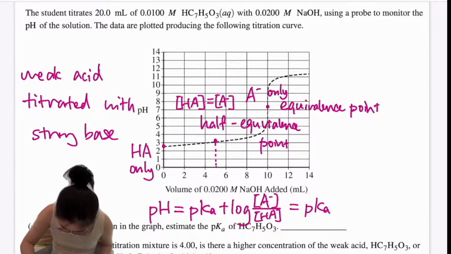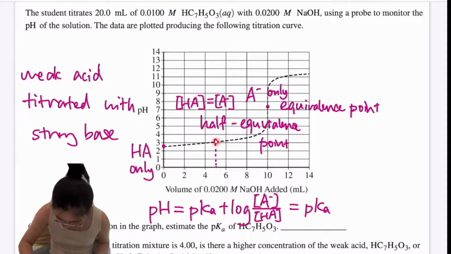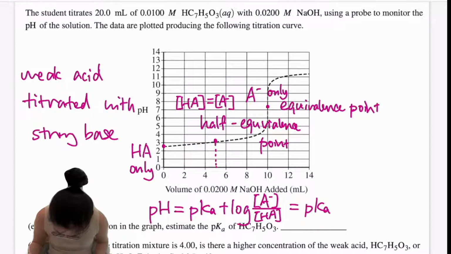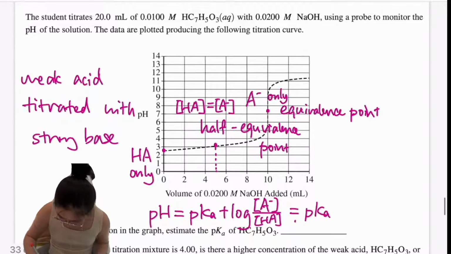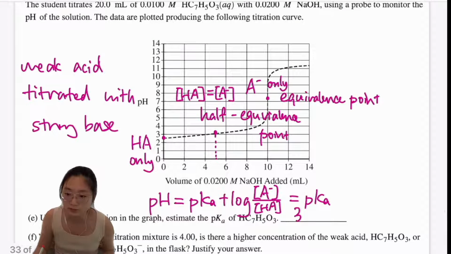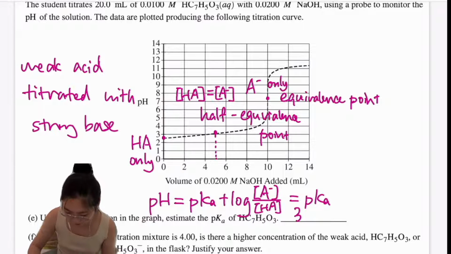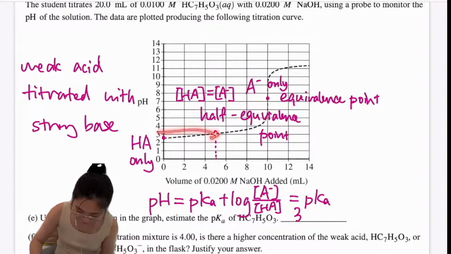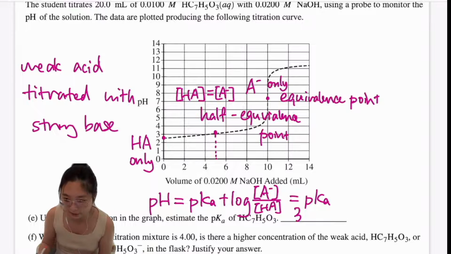So I just need to identify this half equivalence point and then estimate and read its pH value, which is approximately 3. I'm pretty sure you can write any value between 3 and like 3.2. How do I find out the value of the pKa? If you're given a titration curve, you find the half equivalence point, and then you find its corresponding pH value. That pH value is the pKa value.